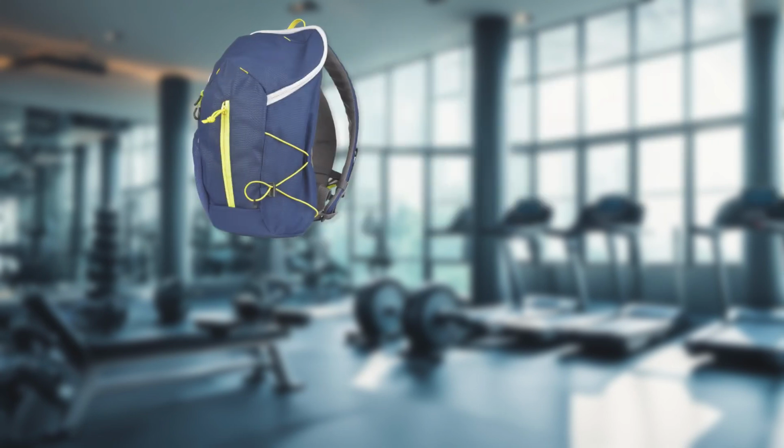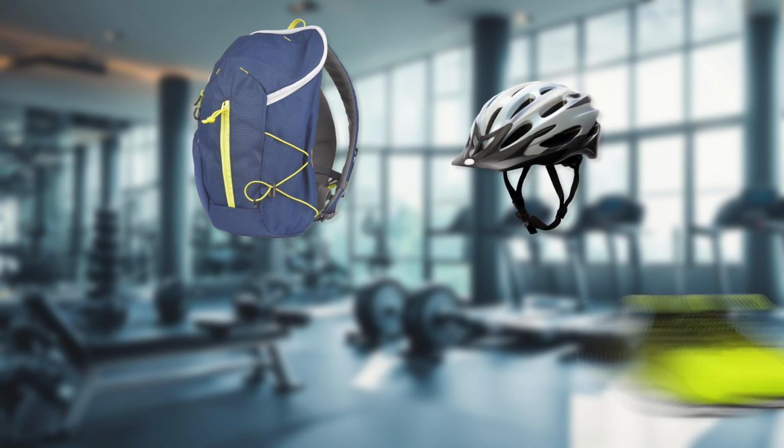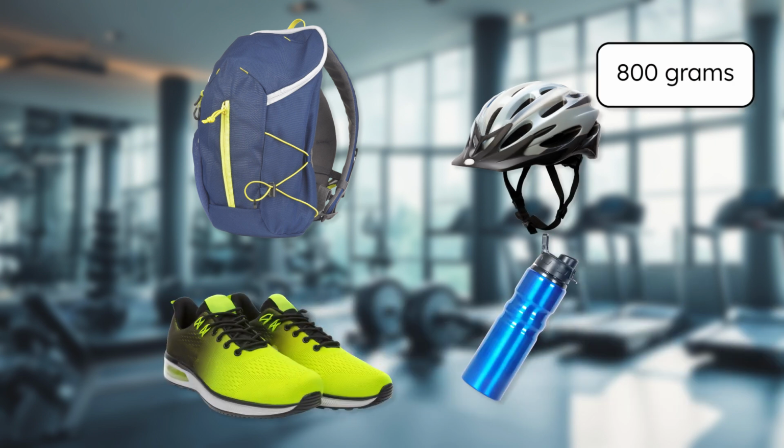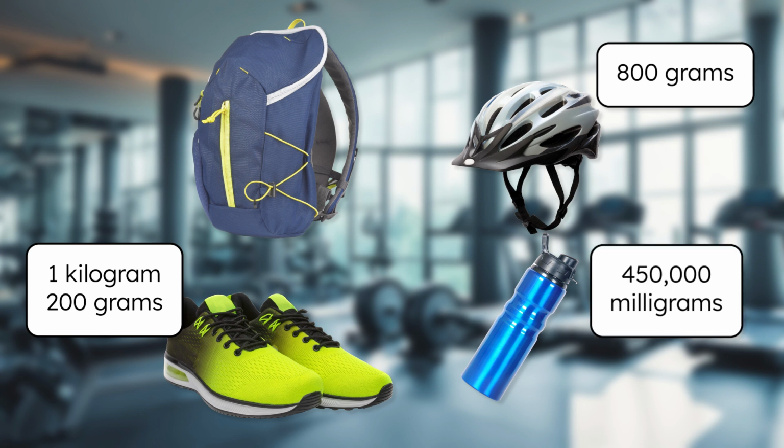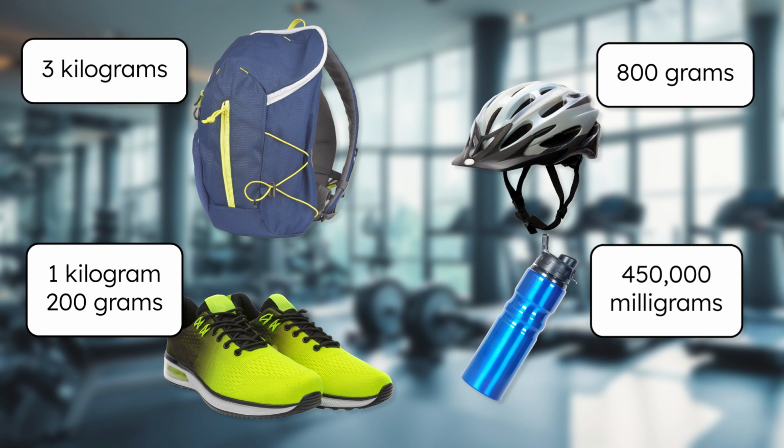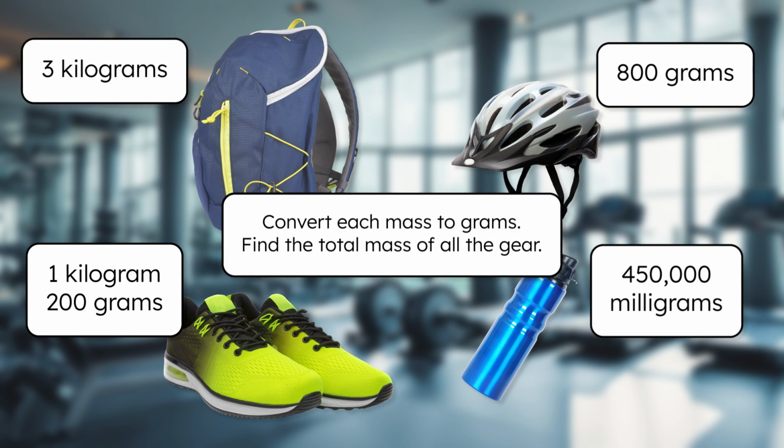Each athlete carries a small gear pack with a helmet, shoes, and a water bottle. The helmet has a mass of 800 grams, the shoes have a mass of 1 kilogram and 200 grams, and the water bottle's mass is 450,000 milligrams. The gear pack itself has a mass of 3 kilograms. Pause here to convert each mass to grams and find the total mass of the pack and all the gear.